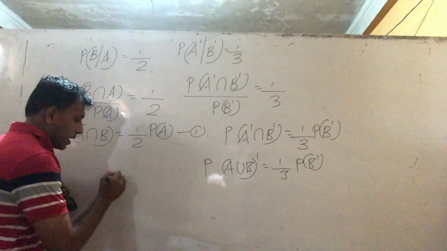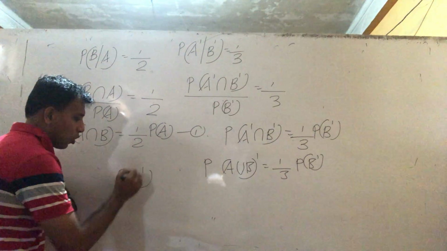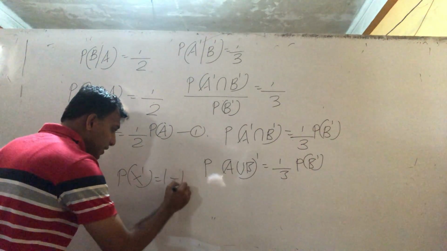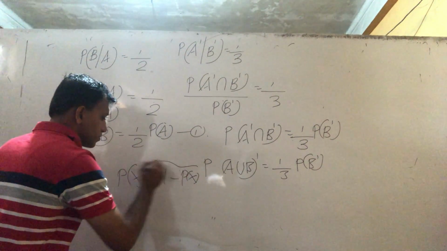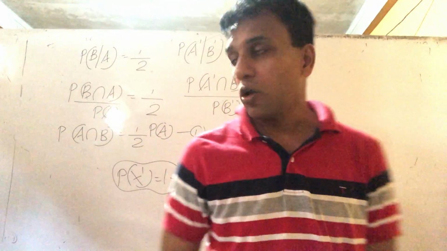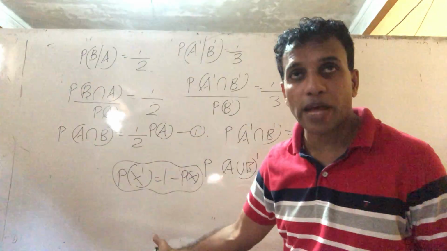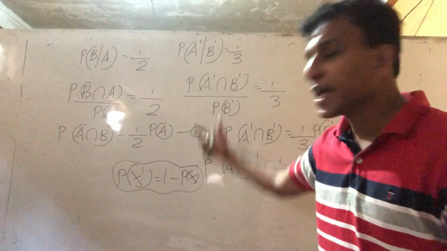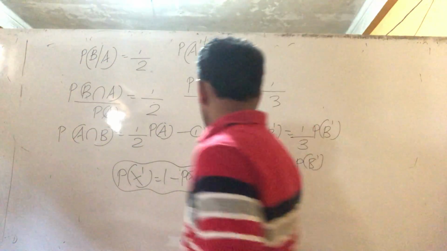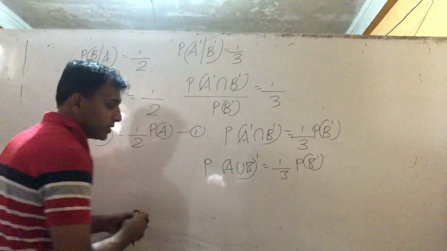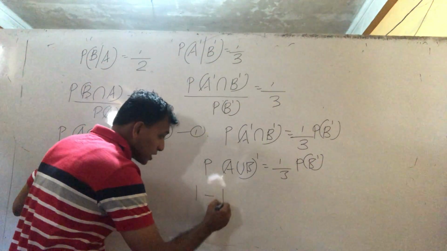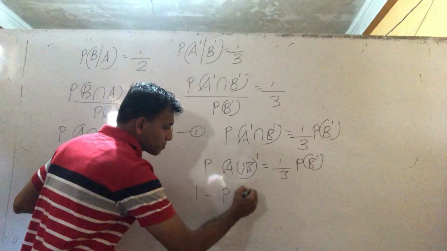For example, the probability of X dash, I can say 1 minus probability of X. Probability of X dash, X not happening, means from 1 we subtract the probability of happening. Basic idea of the probabilities. Therefore, using that, I can write this probability as 1 minus probability of A union B.